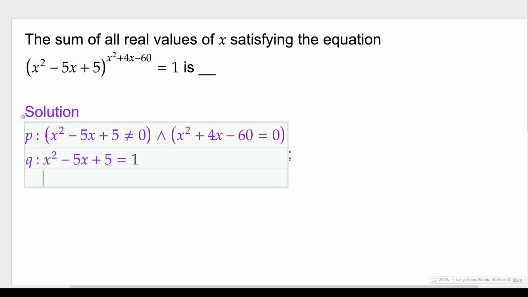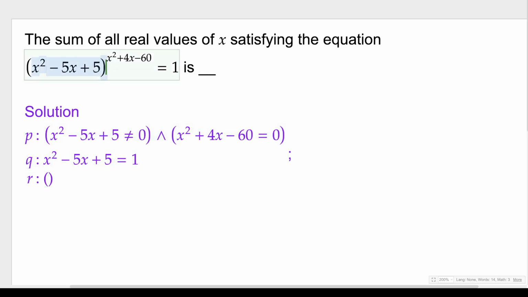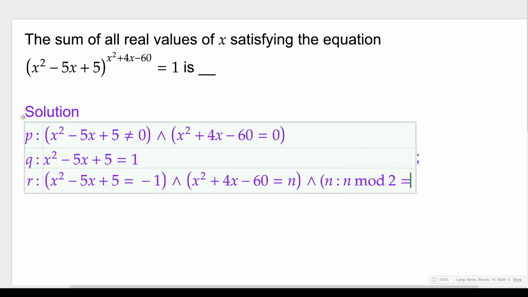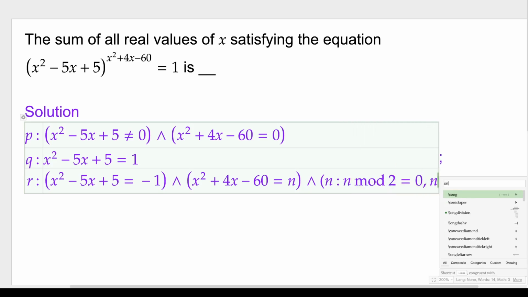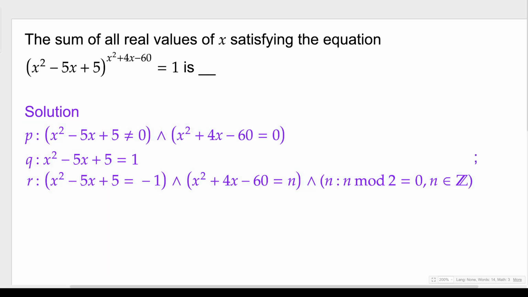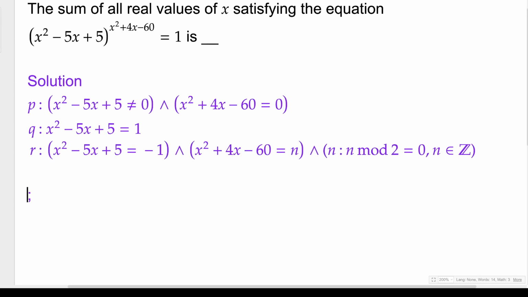So this is the next possibility, and the other possibility is that we can have the base part as negative 1, and the exponent x² + 4x − 60 equal to n, where n is even. That is, n when divided by 2 has remainder 0, and here n definitely belongs to the set of integers. Now we are having this, right? So let us consider all of these cases and solve each part by part.